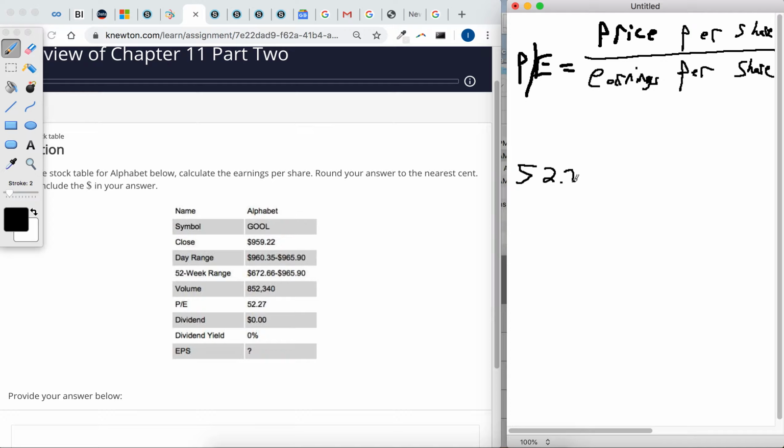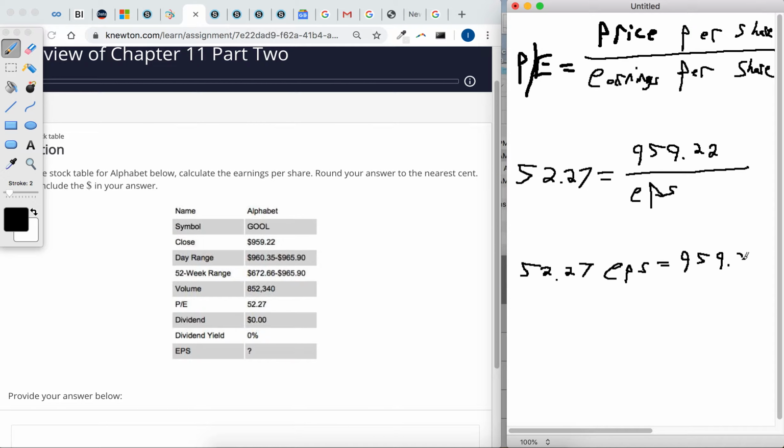So if you plug 52.27 in for the price per earnings, we have that. And then the price per share, they closed at $959.22. So you've got a little equation to solve for the earnings. I'm just going to call it EPS. If you multiply both sides by that variable EPS, or you could just use X if you want, I think you probably know what to do with this equation.